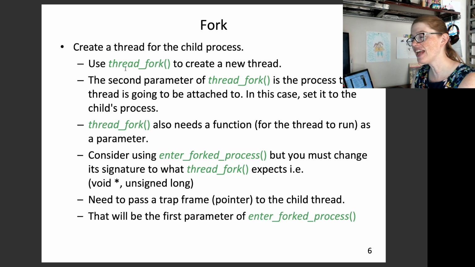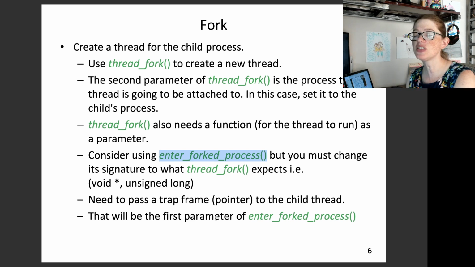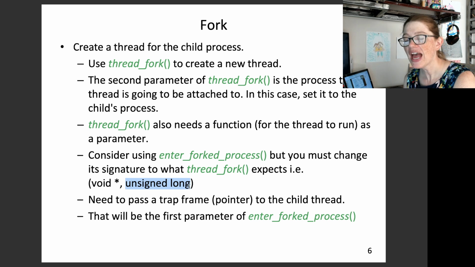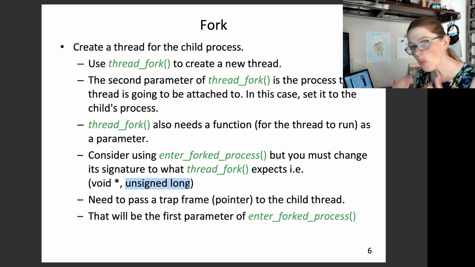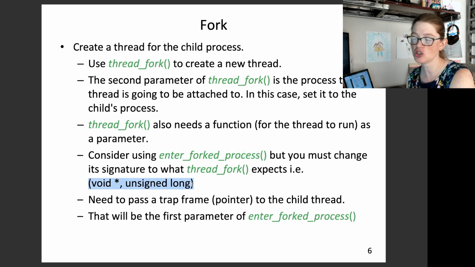So we're going to write a kernel function called enter forked process. And I'd like to point out that such a function already exists in OS 161, and you are welcome to modify it. And in fact, you will need to modify its arguments because it is required that the signature of what you pass in as your entry point function for thread fork is a void pointer and an unsigned long. And if you try to pass anything else, it won't work. So you can modify enter forked process so that it has the matching signature here.